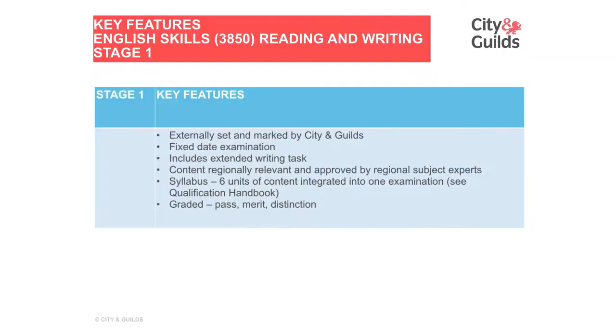In this video, we're going to look at entry-level reading and writing. What are the key features? This assessment is externally set by City and Guilds, and it's externally marked by City and Guilds, and it's going to be available on fixed dates during the academic year. It's a 2-hour assessment with 5 sections, and that includes some extended writing.